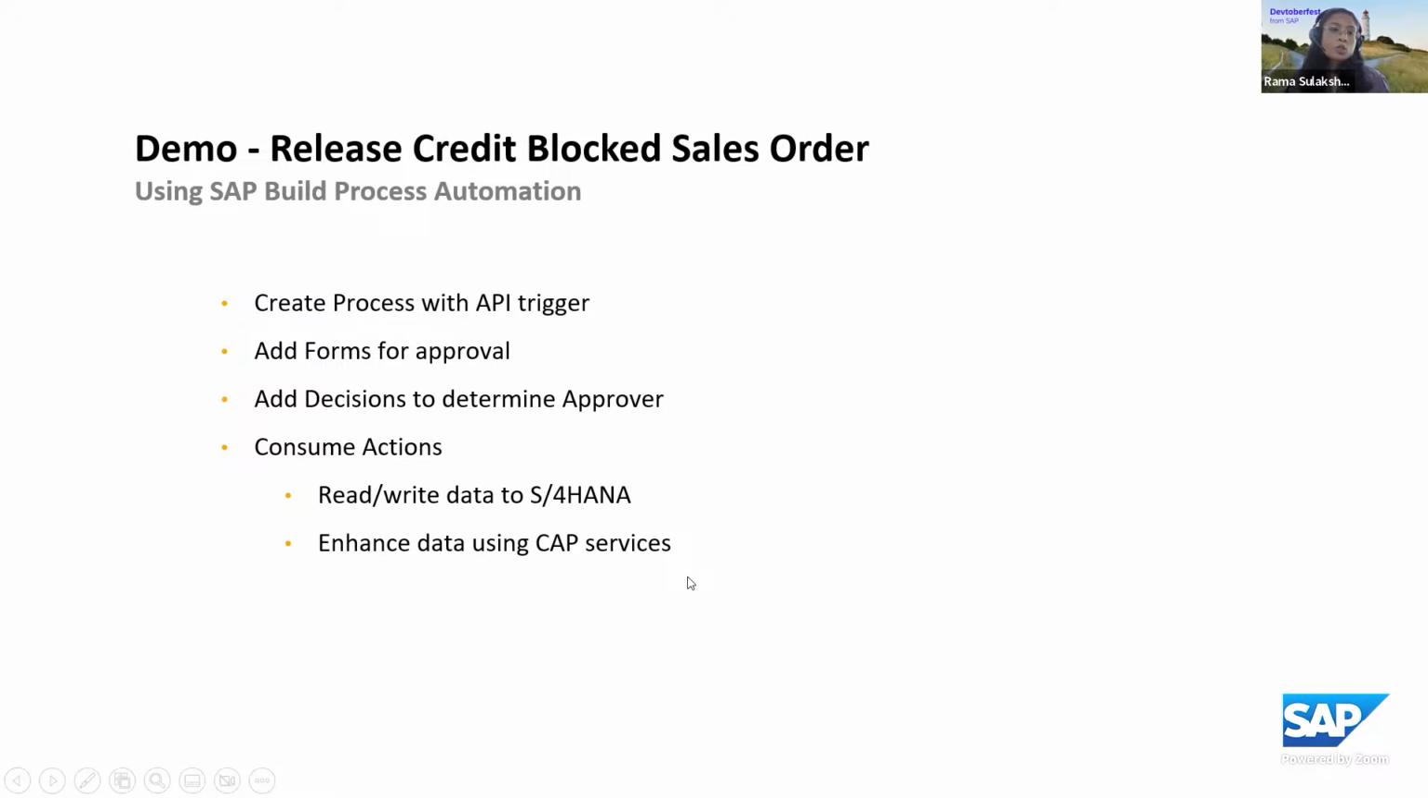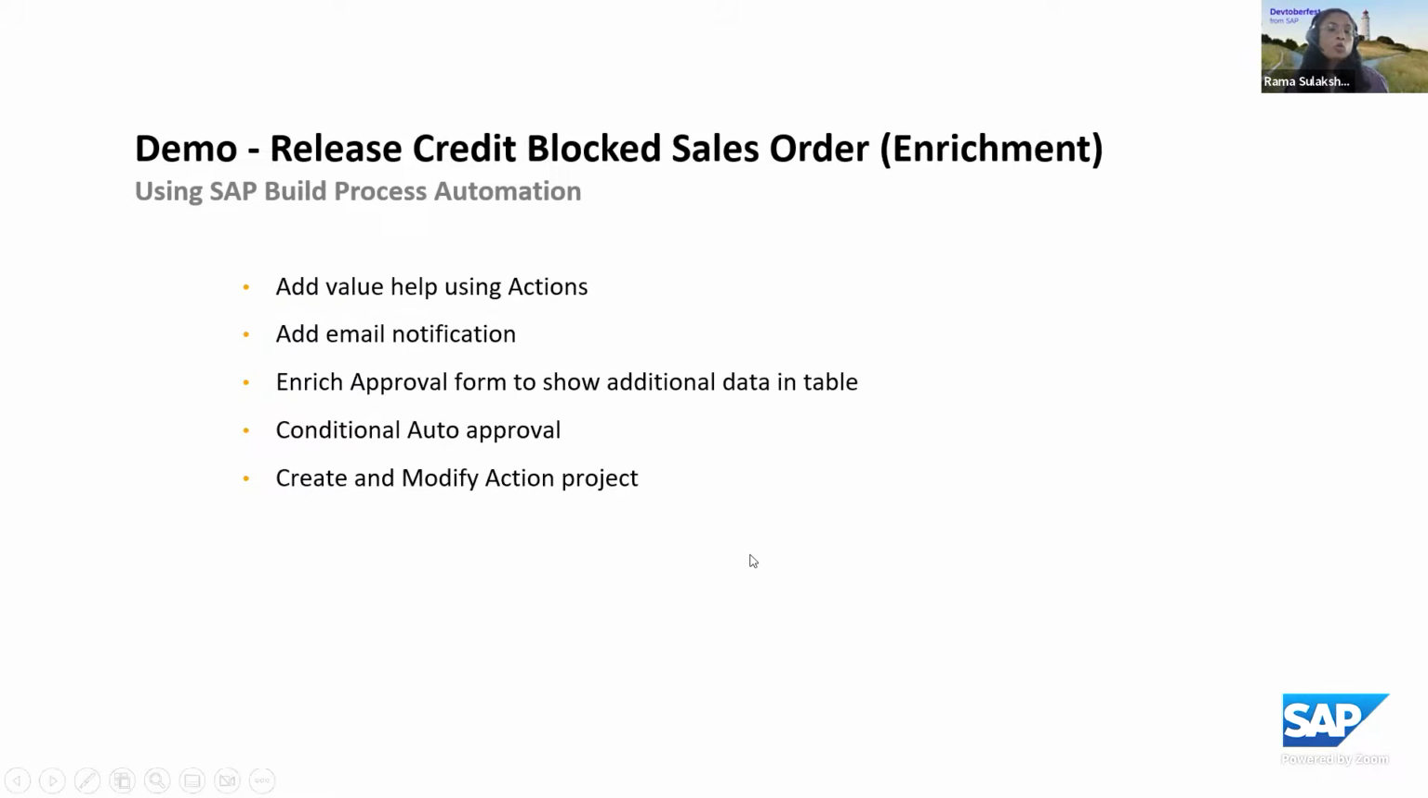After that, I will hand it over to my colleague Dinesh, who will show you some new cool features, like how you can add a value help using actions, how you can add an email notification, how data can be shown in a table in an approval form, conditional auto approval, and he will also take you through how to create or modify an action project. So this will be the flow.